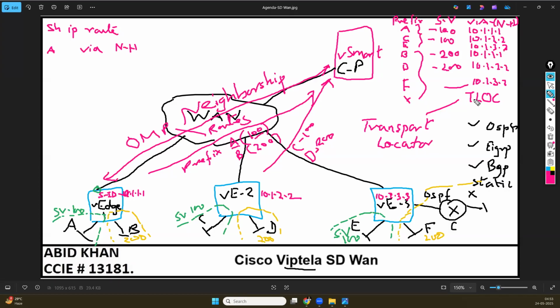This is called as what? T-lock. T-lock is nothing but the next hop. In traditional WAN, in traditional routing, we call it as what? Next stop, via T-lock.